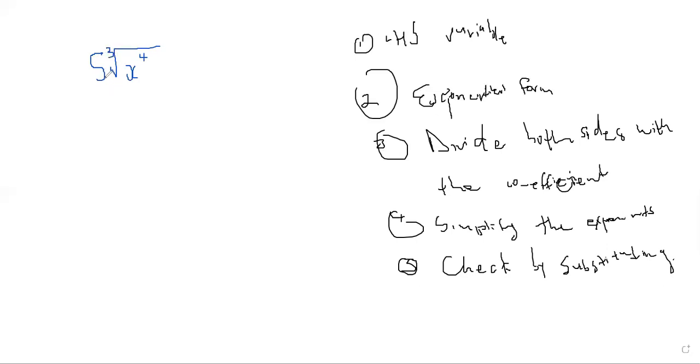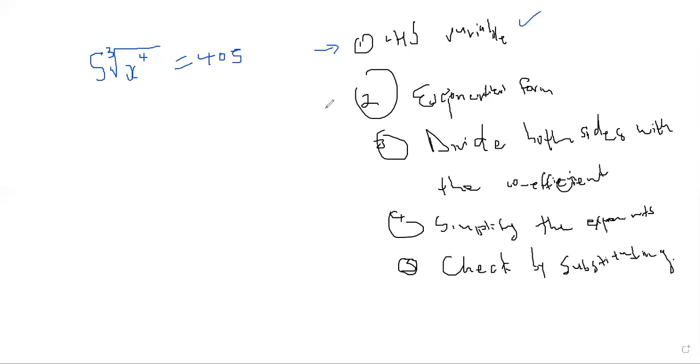So, given 5 times the cube root of x to the power of 4, and you're told that this is equal to 405, you're asked to solve for x. The first thing we have to do is ensure that the variable is on the left hand side. We are solving for x and x is on the left hand side, so we're done with that step.